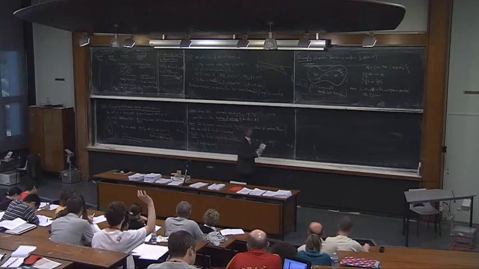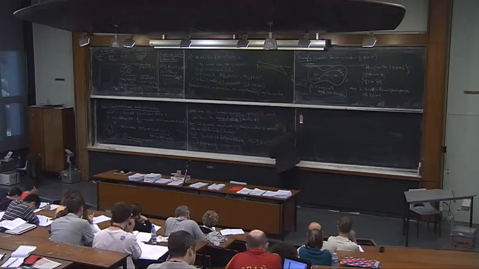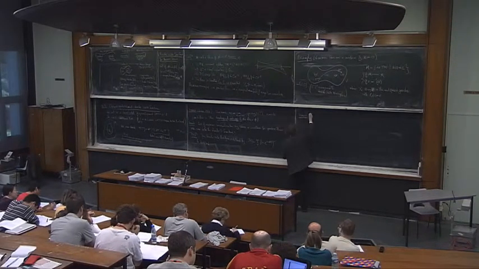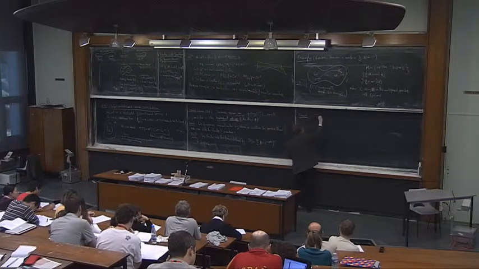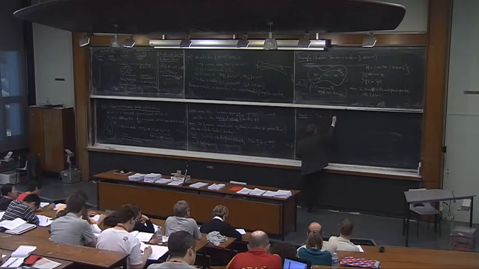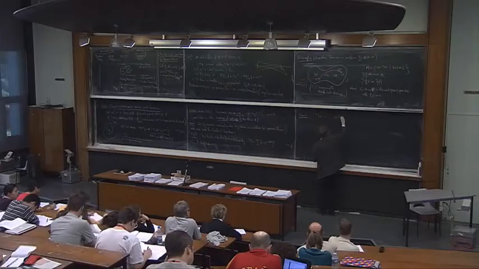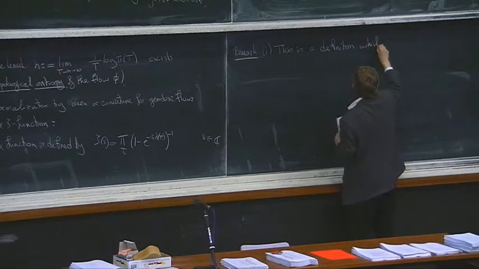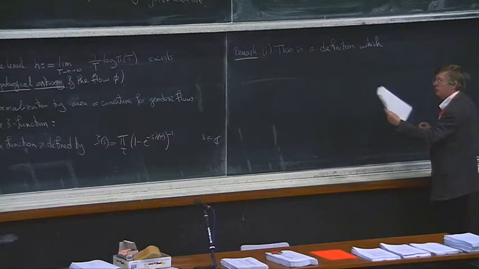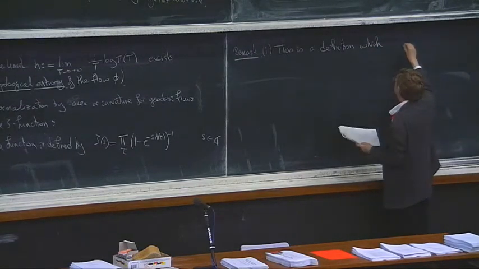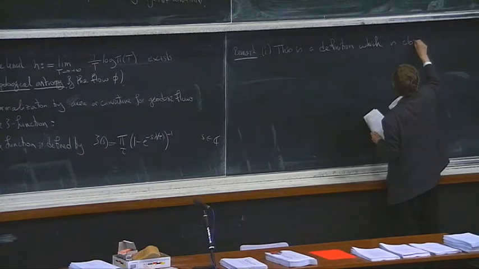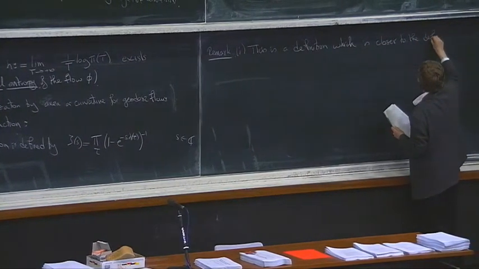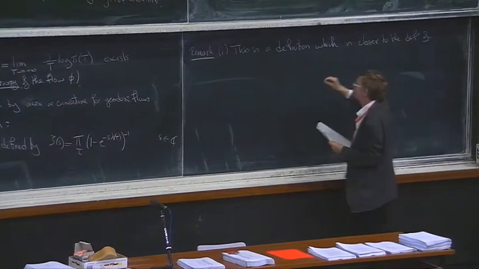And let me make two remarks to try to connect it with what happened before. So the first remark is that this is a definition which is closer than the Selberg zeta function definition to the original Riemann zeta function, which is closer in some sense to the definition of the Riemann zeta function.